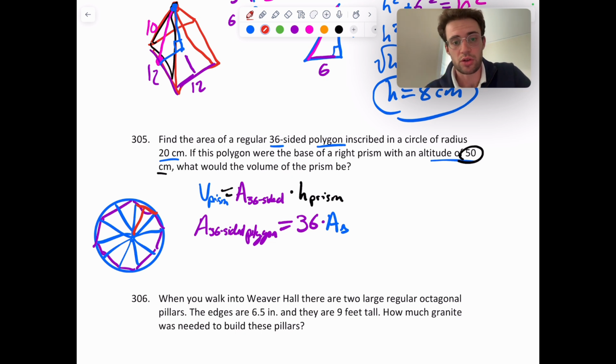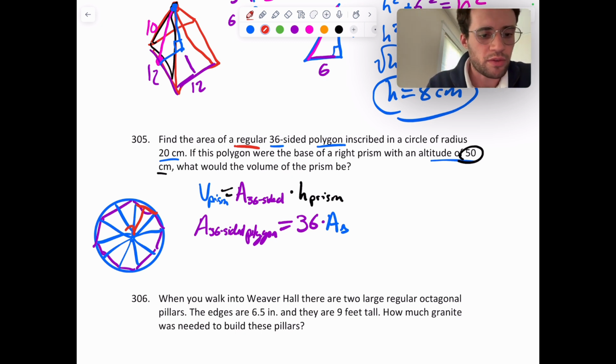Because if it's a regular shape, which this is a regular 36-sided polygon, then all of those triangles will be the same size. They're all congruent. So first we have to find the angle up top so that we can use that to do our trig. And we can do that by knowing that the entire circle, like the circle I just drew, is 360 degrees, and we're cutting it into 36 equal slices. So we could divide it by 36 and we get 10 degrees. All right, so each of those angles up top is 10 degrees.